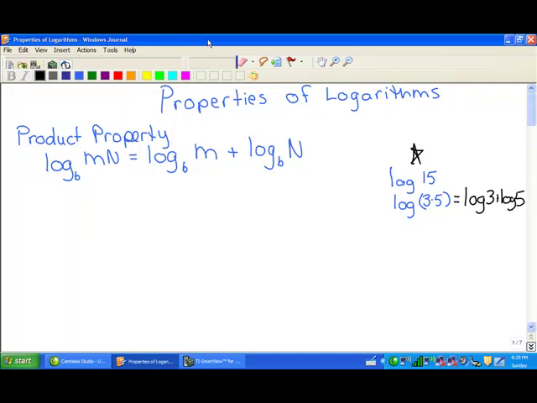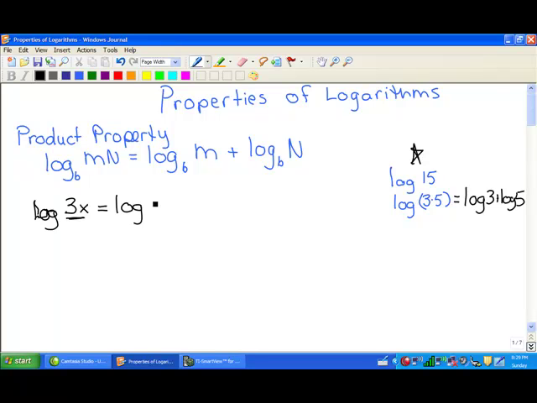So we're going to practice with the product property. If we take the log of 3x, notice we have the log of a product, 3 times x, so that should equal the log of 3 plus the log of x. Or if you have a product, let's say the natural log of 2 times b, according to the product property, that should equal the natural log of 2 plus the natural log of b.